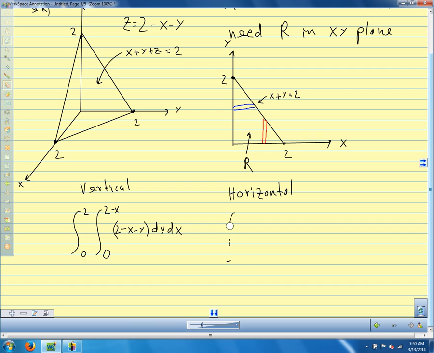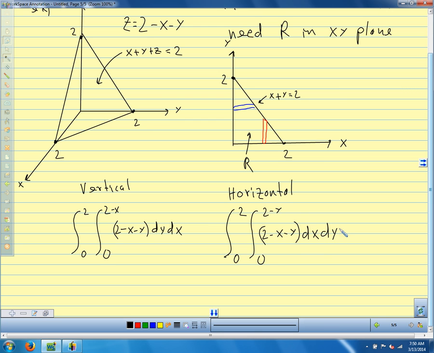So our outer integral, for this one, is y equals 0 to 2, and for the inner integral, x is going to vary from 0 to 2 minus y, of 2 minus x minus y dx dy. So either is pretty easy. So we can pick either. And these should not be difficult to evaluate, I'll put it that way.